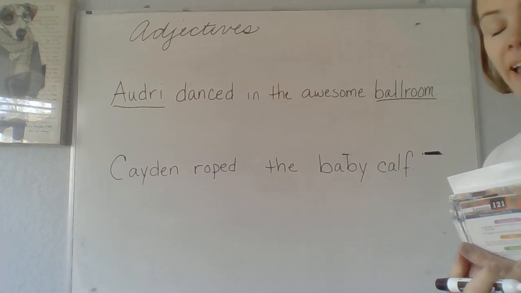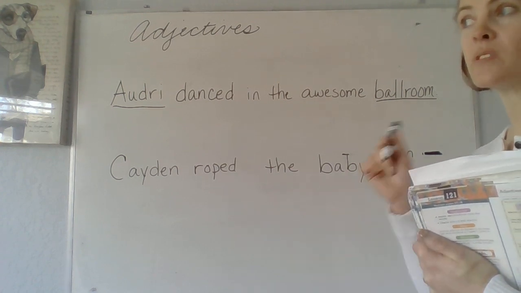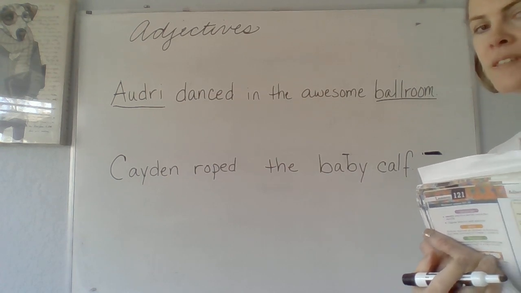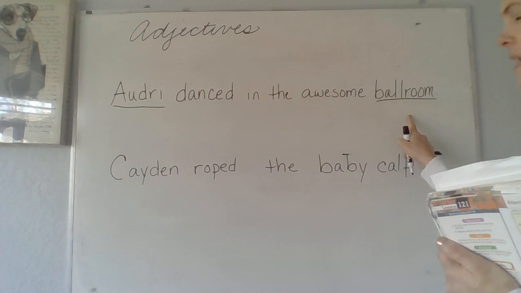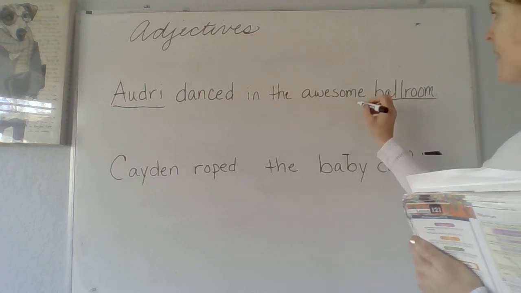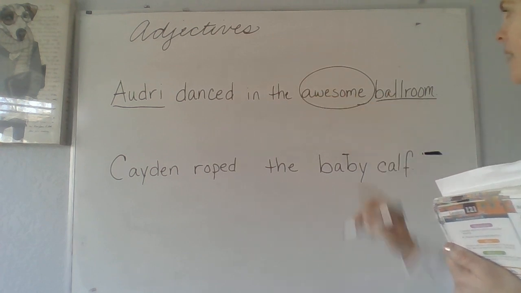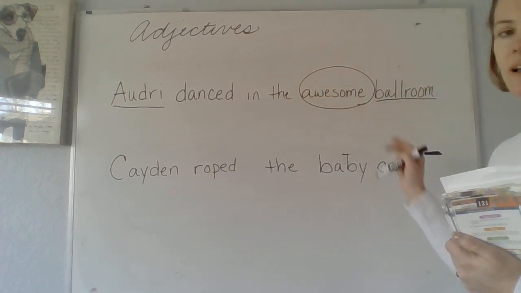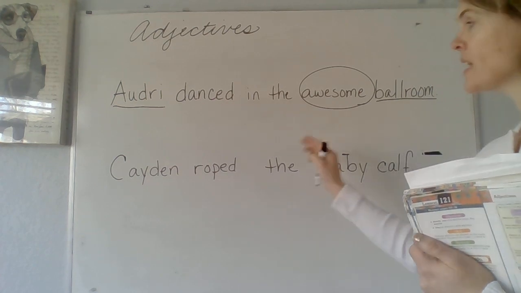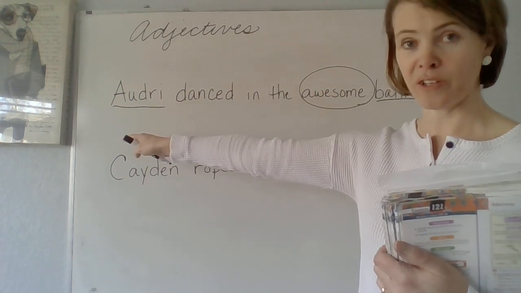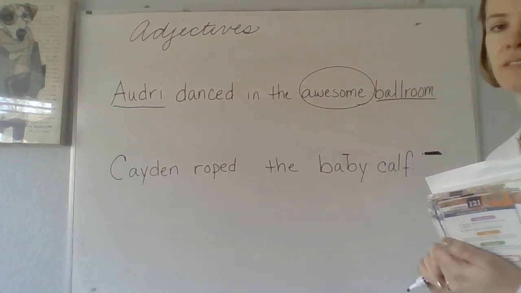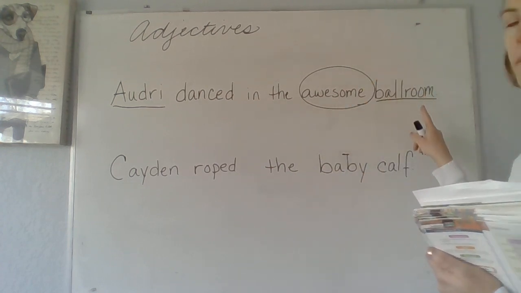Let's find an adjective now that describes the ballroom. Can you find it? What word in this sentence described this noun? If you said awesome, you're correct. Awesome ballroom. It's not awesome danced, although I'm sure she could dance very awesome. It's not awesome Audrey. We all know she's awesome, but it's an awesome ballroom in this sentence. So awesome is describing ballroom.